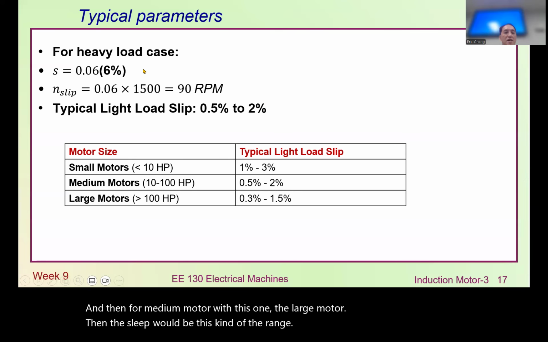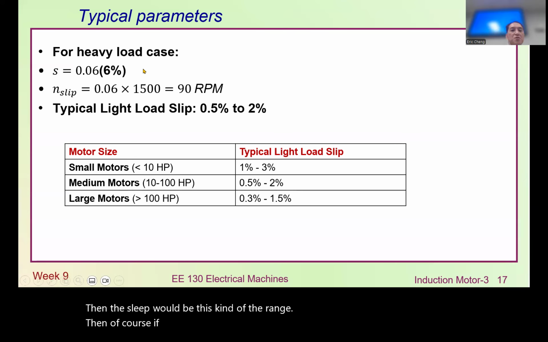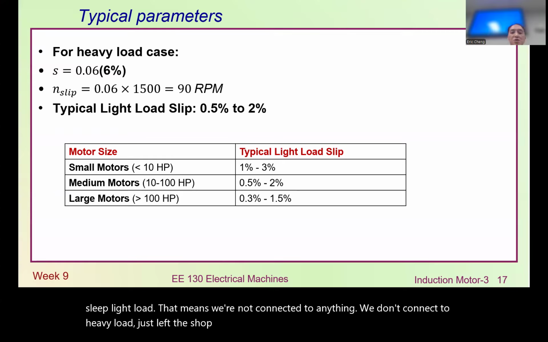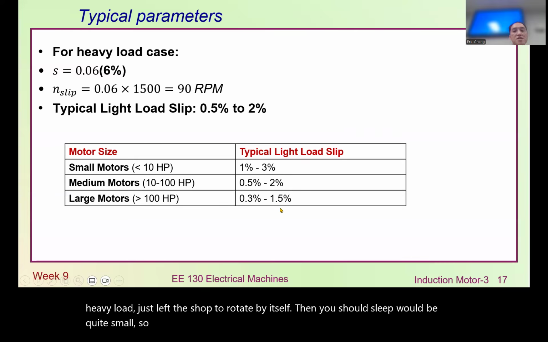Then of course, if we run a motor at very heavy load, that's different from the light load slip. Light load means we don't connect it to anything. We don't connect to a heavy load, just let the shaft rotate by itself. Then usually the slip will be quite small. How small is small? Usually that is the range we are talking about here.